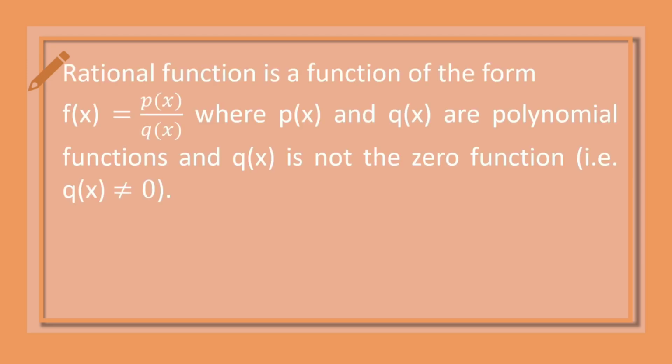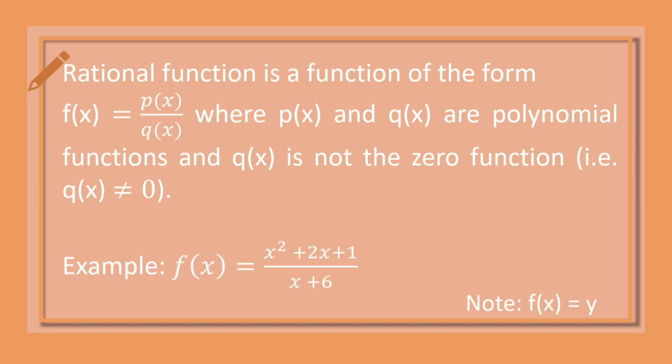How about rational function? Rational function is a function of the form f of x is equal to p of x over q of x, where p of x and q of x are polynomial functions and q of x is not the zero function. That is, the denominator is not equal to 0. For example, f of x is equal to x squared plus 2x plus 1 over x plus 6. Take note of the notation f of x, which is equal to y.